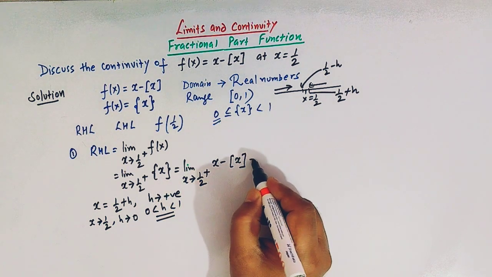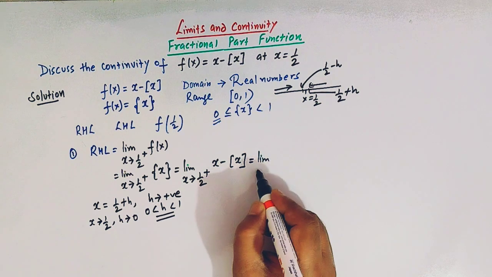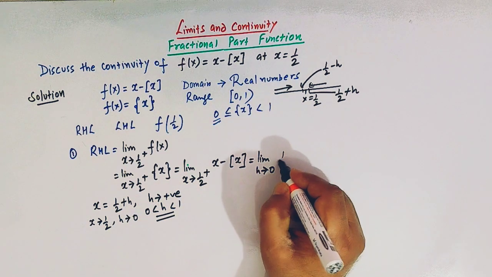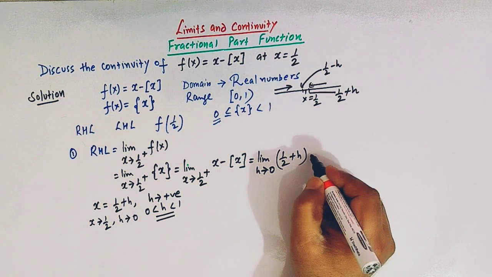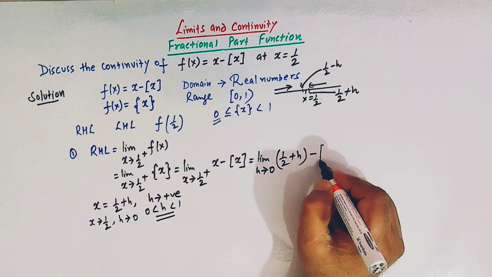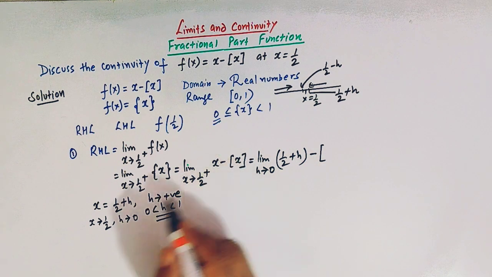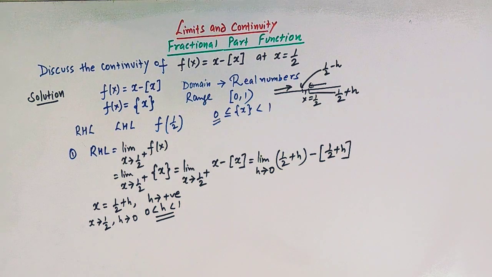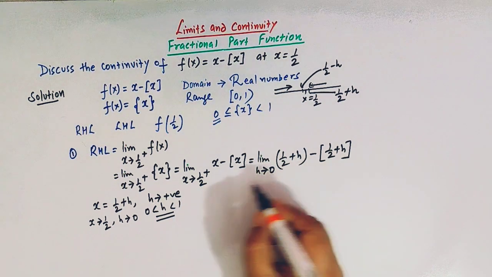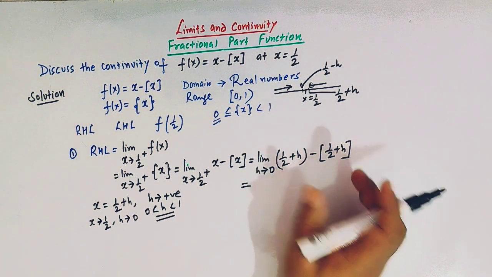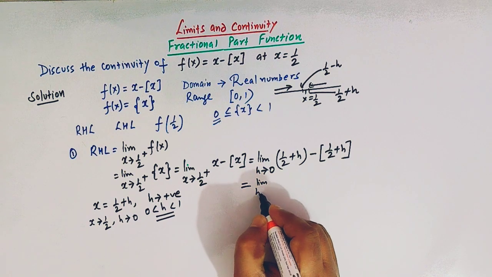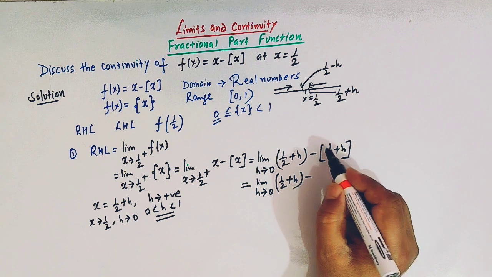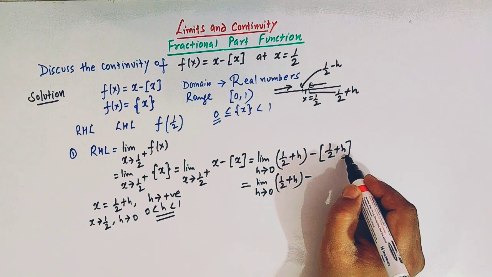So now this limit can be written as limit h tends to 0, and here x can be replaced by 1/2 plus h, and here we have minus greatest integer of x. So here for x we have 1/2 plus h, right? So now we can simplify this expression. So we have limit h tends to 0. Here we have 1/2 plus h, and here we have greatest integer of 1/2 plus h, right?